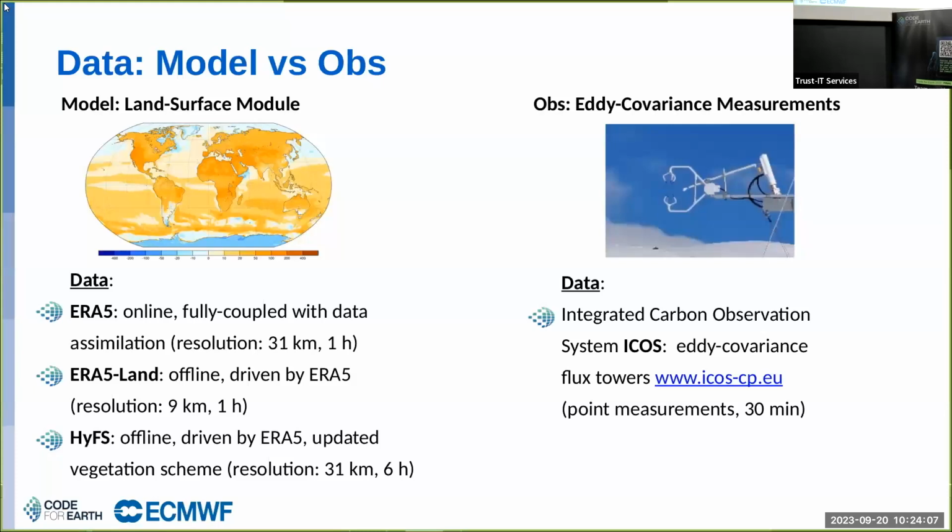And the portal which provides such measurements is the Integrated Carbon Observation System, ICOS. And this contains all the flux towers in Europe. And these are really point measurements. And they, in the end, are averaged over 30 minutes.